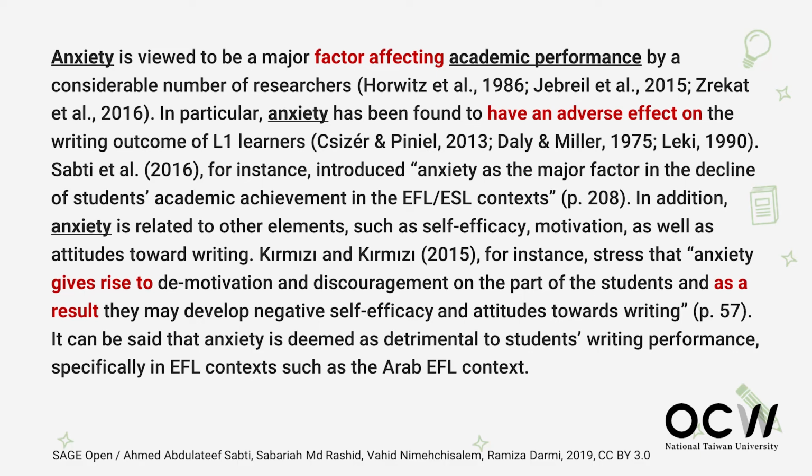Now, in this paragraph, it talked about anxiety and how anxiety is a major factor affecting academic performances. In terms of its cause and effect organization and its feature, we can see that in the third sentence, it talked about an adverse effect on, and it started to describe the different outcomes it comes with anxiety. Furthermore, in the bottom half, we can see that it gave a rise to demotivation and discouragement as anxiety have triggered these different symptoms. And then it uses the signal word. As a result, they may develop and so on and so forth. More side effects that are a result of anxiety.